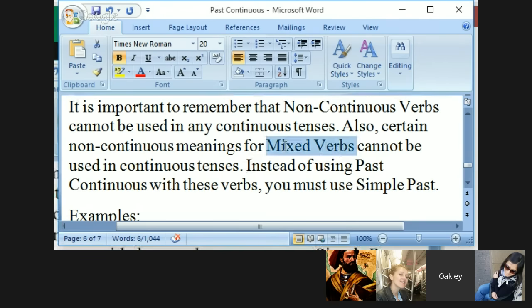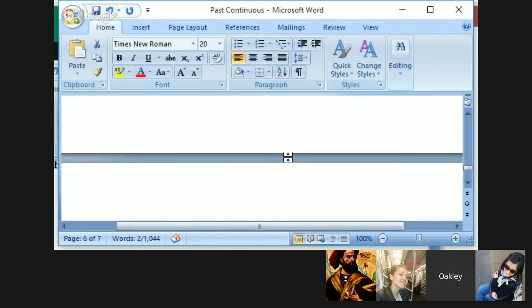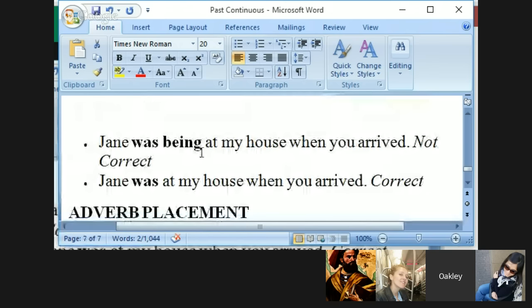There are also mixed verbs. These are verbs that have more than one meaning. In one meaning, they can be used with ing. In another meaning, they cannot. For example, the verb to be itself is a mixed verb. You cannot say Jane was being at my house when you arrived. You can't do it. And it sounds really, really weird to a native speaker. What you can say is Jane was at my house when you arrived. So you revert back to a simpler form, to the simple form, simple past here.